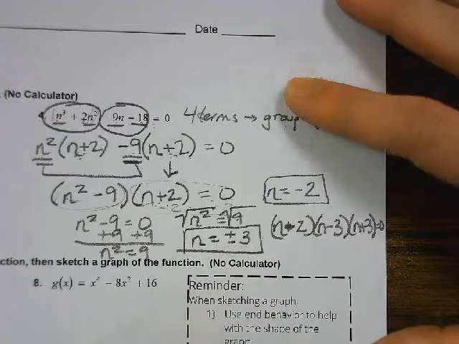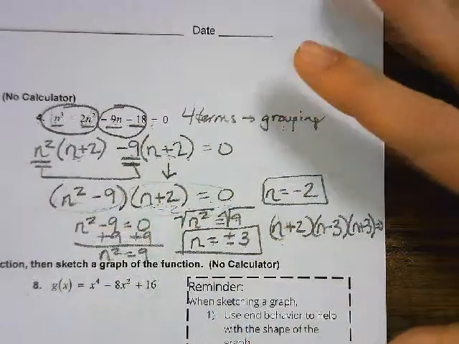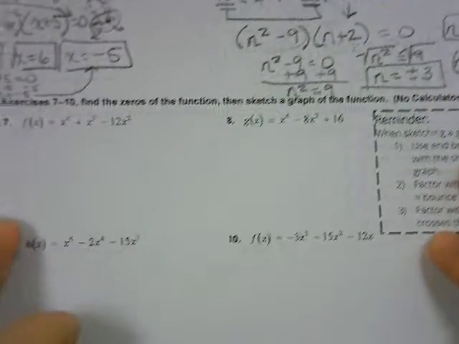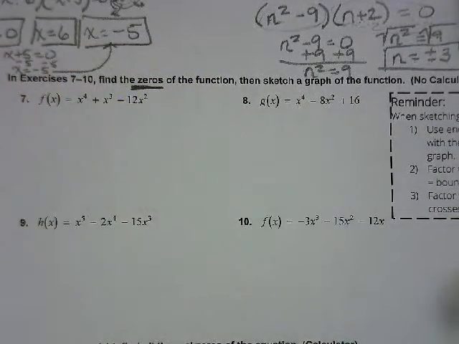Let's work on number 7. Number 7 says find the zeros of the function, sketch a quick graph. So we need to find our zeros. To do that, we'll go through factors.